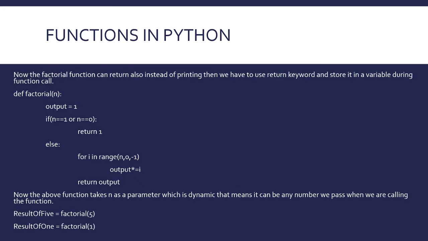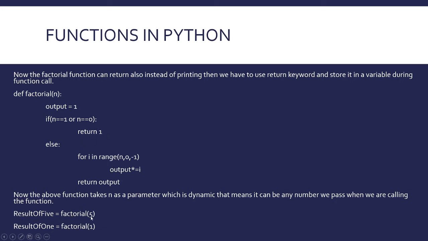Let's see some more examples. Here I have basically written the same factorial method, but instead of printing directly to the console, we can use the function to return the value to the portion of the code where the function is called. If I am calling the function in a certain section of my code, the function will return the output and store it in the result.